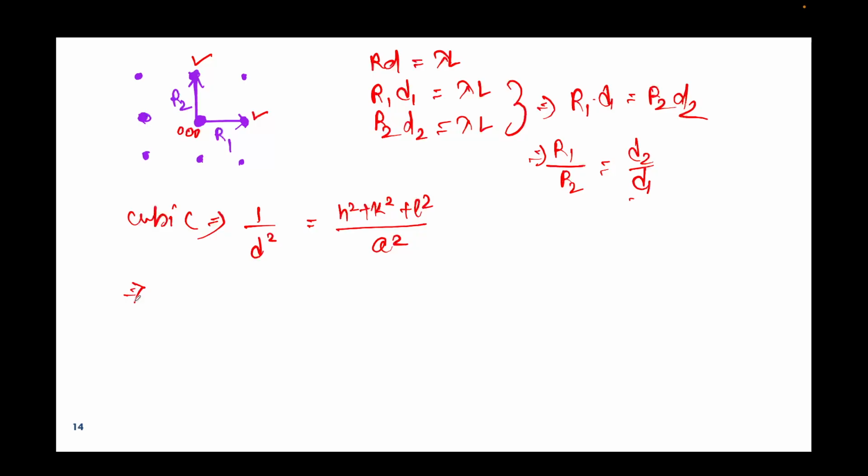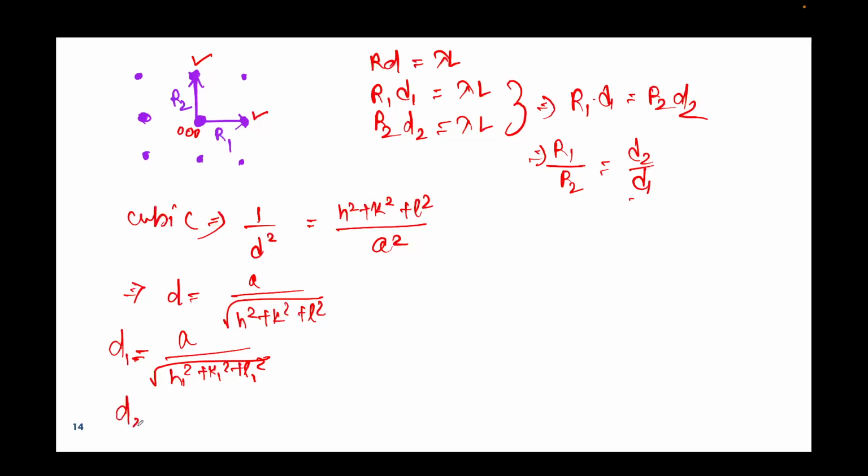Then D will be equal to A divided by the square root of H square plus K square plus L square, right? So D1 will be A divided by the square root of H1 square plus K1 square plus L1 square. Why am I not writing A1? Because it is one material, and in one material the lattice parameter will always be the same. HKL however corresponds to the plane of the system, so that is a different plane but the same lattice parameter. So D2 will also be A divided by the square root of H2 square plus K2 square plus L2 square.